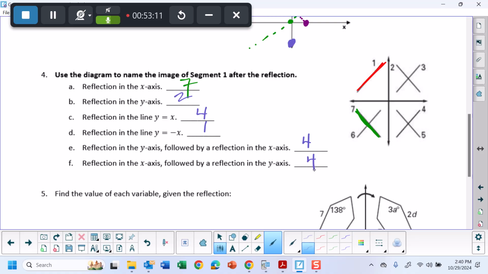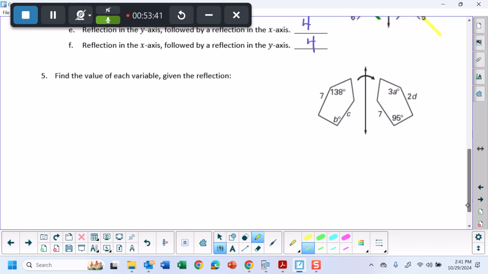Because this reflection in the line y is equal to negative x, that line looks like this. So if I turn that around, see how that's itself? Do you see it? A reflection in the y-axis, which is this way to 2, followed by a reflection in the x-axis, which is this way to 4. And then from 1 to 7, 7 to 4, both end up with 4.